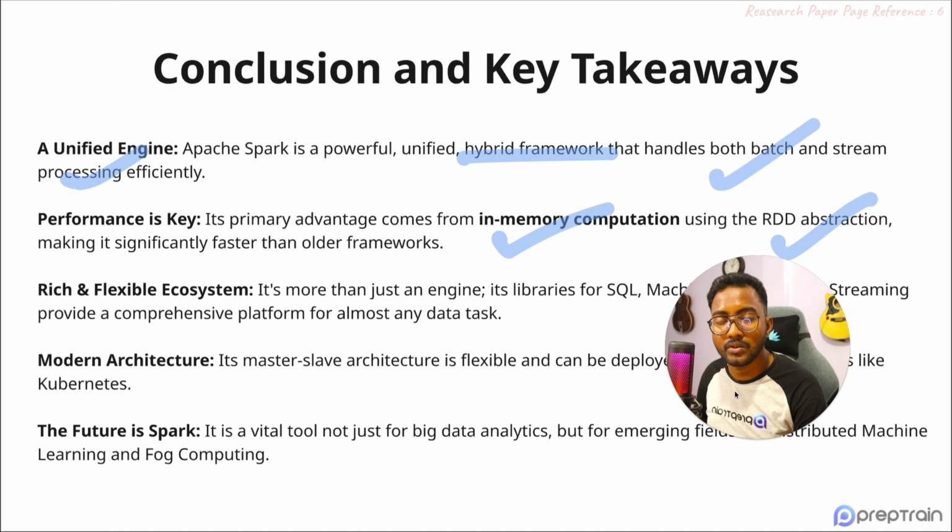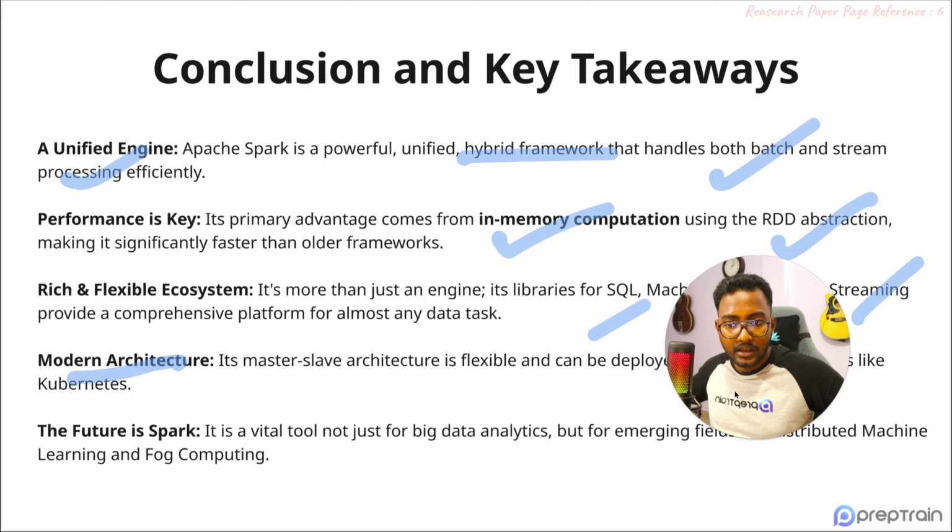You can do more research on RDDs. There are books you can go through, or you can use the internet as well to learn more about RDDs. It's a very interesting topic. Thirdly, Spark is a very rich and flexible ecosystem. Reason being, it's more than an engine. It has libraries for SQL, machine learning, and streaming, and it provides a comprehensive platform for every kind of big data processing task. We discussed the architecture. It has a master-slave architecture, and it can be deployed on modern systems of distributed clusters. We can integrate it with Kubernetes and other things as well to maintain these clusters. So it is very easy to work with.